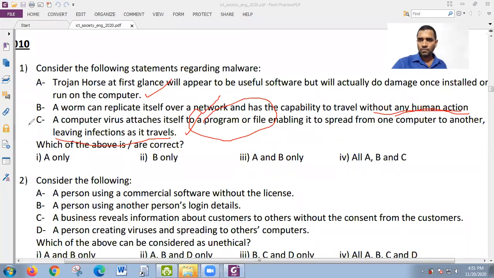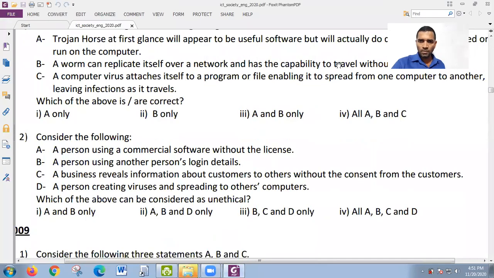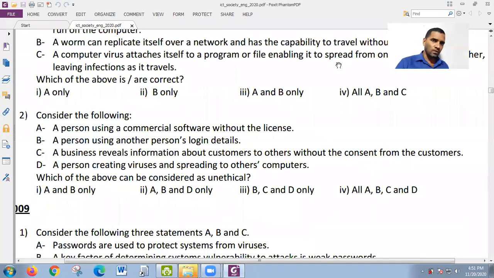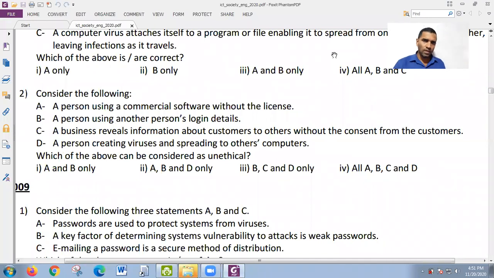Okay. From these questions, you can get some points, right? They are important. Like I said earlier, whenever we do past papers, you can gain some additional knowledge, additional material related to the subject, right? Next one.